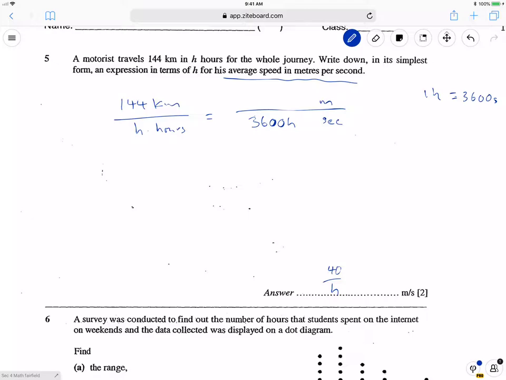Next, 144 km is how many meters? You times, because 1 km equals 1,000 meters. So you times 1,000. So it's 144,000 meters. So far okay? So you just take your calculator and divide. 144,000 divided by 3600. It's 40. So exactly 40 over H meters per second. Okay, so this method is useful for physics as well. Physics conversion. Next.